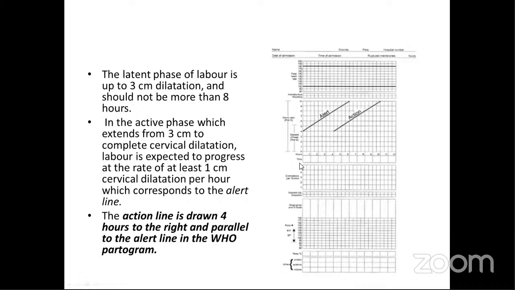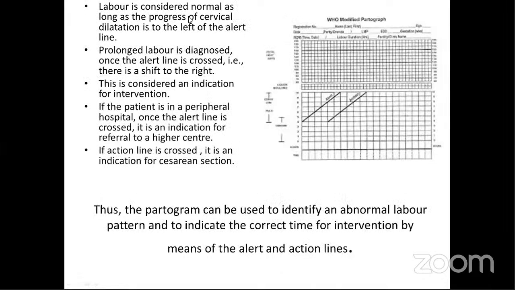Apart from that, the fetal descent, or the head or the presenting part, is noted. That is also recorded, and also the contractions of the uterus, as to how many contractions there are and what the duration of the contractions is. All that is being recorded in a single sheet of paper. So labor is considered as normal.